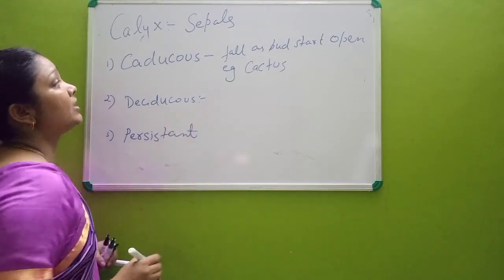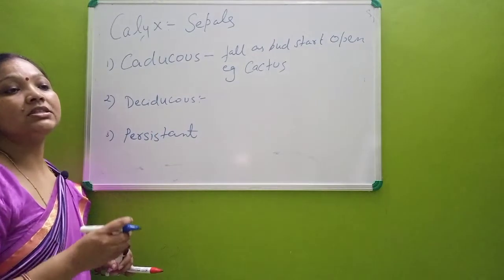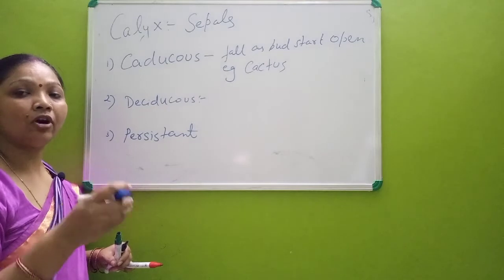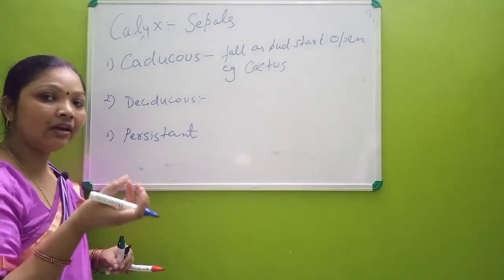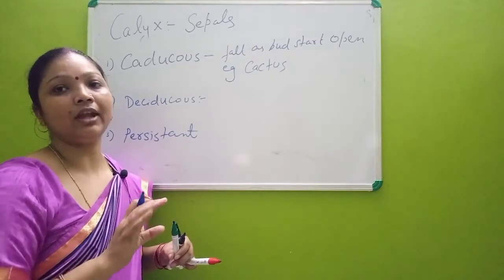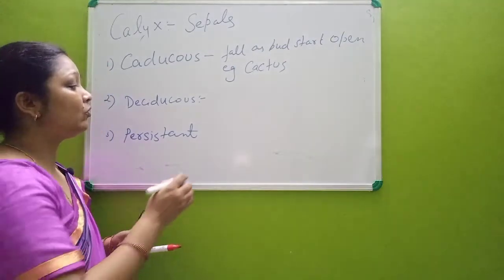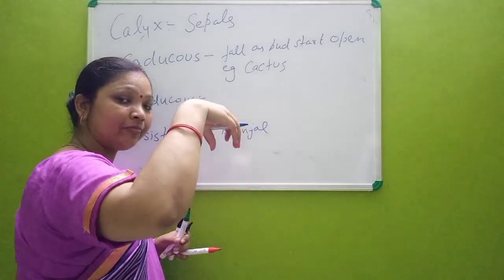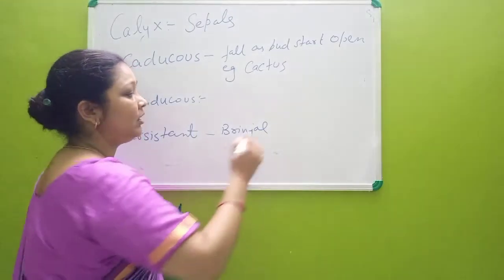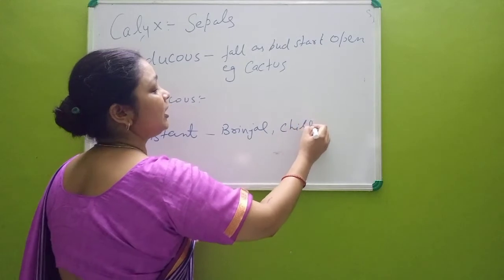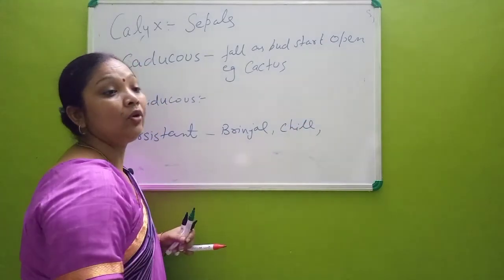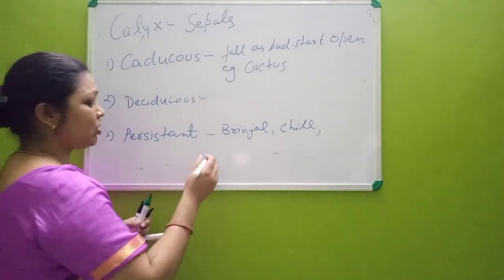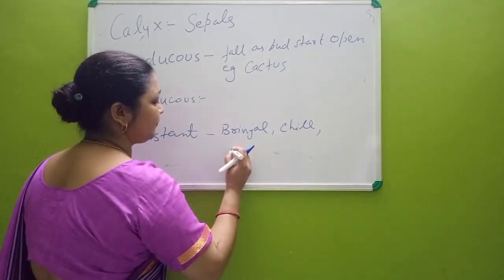Now the third type is called persistent. It is called persistent calyx, and the sepals remain attached even after the formation of fruit. That is, they remain on the fruit also, they do not fall off. You will observe this type in brinjal, chili, or okra, that is lady finger, where you will see a green colored structure.